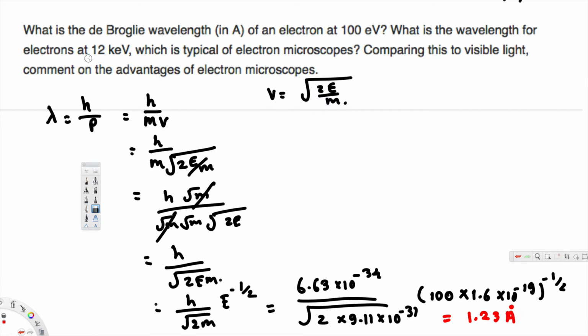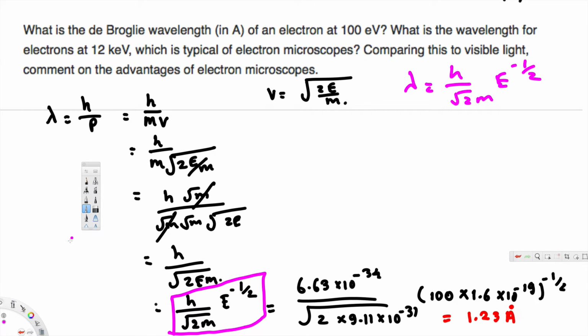Now the second one we have is 12k electron volts. Now let's go ahead and calculate that one. It's the same thing. Now I'm going to directly plug in, because this is the derived equation. We don't have to do this all over again. We can directly put that equation and plug the values. So h over square root of 2m times E to the power negative half.